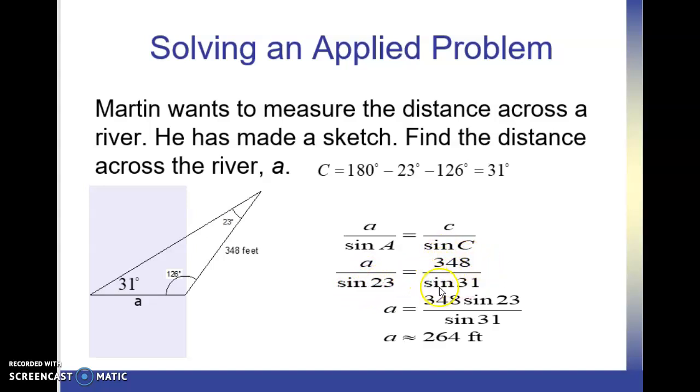Now for the other side of our equation, it just needs to be the length of a side and an angle measurement where we know both values. So side C has a measure of 348 feet, and the angle opposite side C has a measure of 31 degrees. So we know the measure of angle C and the length of side C. So we have that pair.